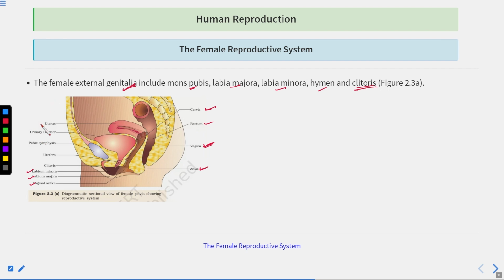Here you can see the uterus and the urinary bladder. These are the part of the excretory system. The excretory system consists of the pair of kidneys, and then it consists of the ureter, and the ureter discharges contents in the urinary bladder. Here you can see this is the uterus. What is urethra? Urethra is an opening through which the urine is discharged from the body. Here you can see this is the clitoris, which is also a part of the female external genitalia.